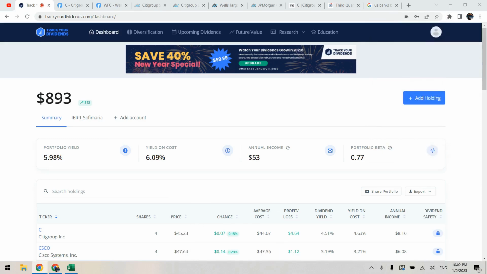Hello, friends. Today I would like to walk you through some of the stocks that I purchased and plan to increase my number of shares with. Let's start with Citigroup. So Citigroup is a bank.